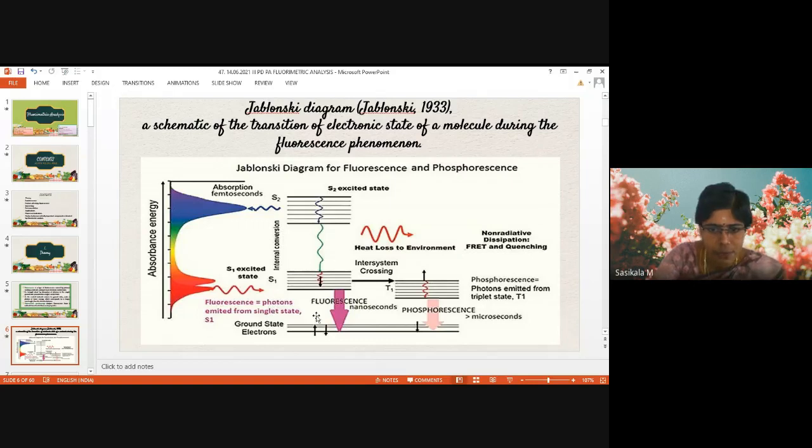Now let's see what fluorescence is first. You can observe the ground state electrons. They are in paired condition with opposite spin. Two electrons in paired condition and in opposite spin.